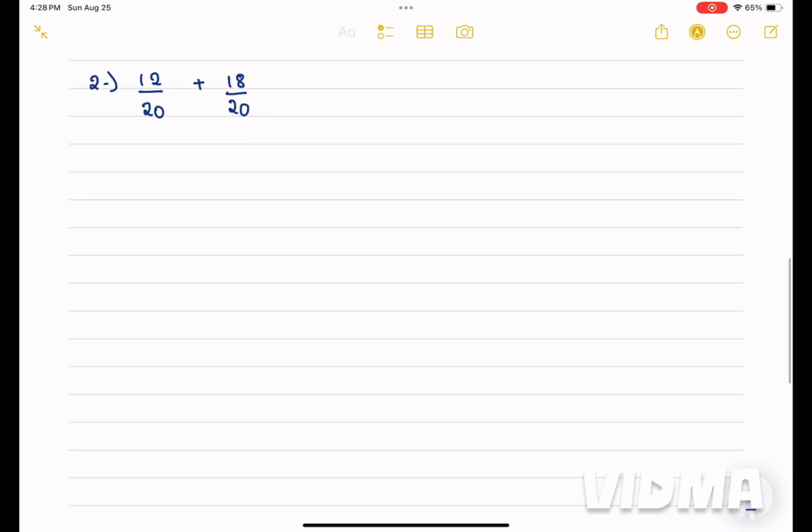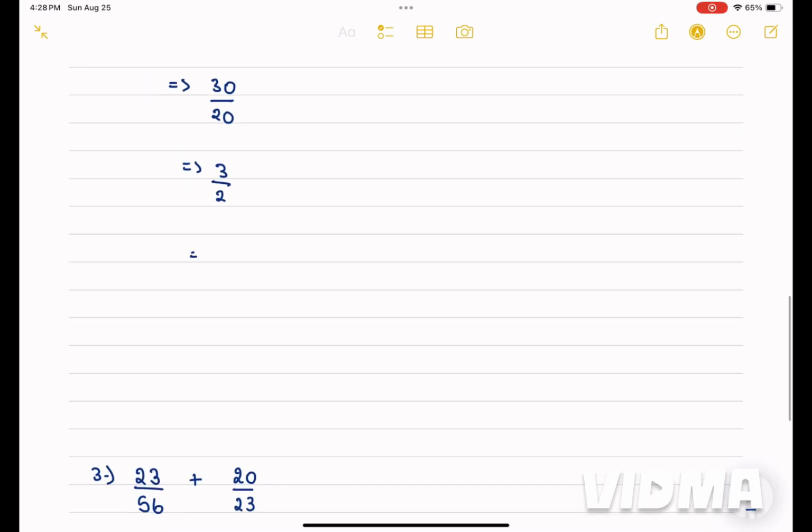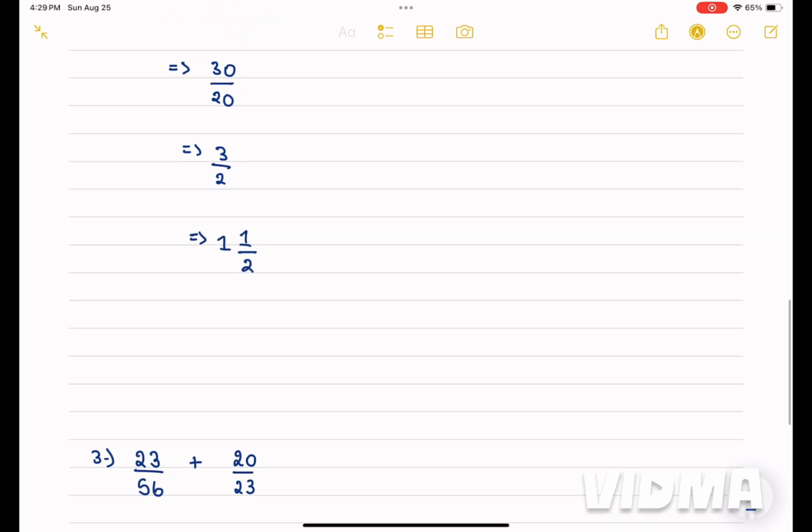answer. Once again here, the denominators are the same, so leave 20 the way it is and add up 12 and 18. So 12 plus 18 is equal to 30. 30 by 20. This is an improper fraction, simplified to the least possible. Whether it's an improper fraction or a proper fraction, whatever it is, make sure you always give your answer in the simplest form of the fraction.